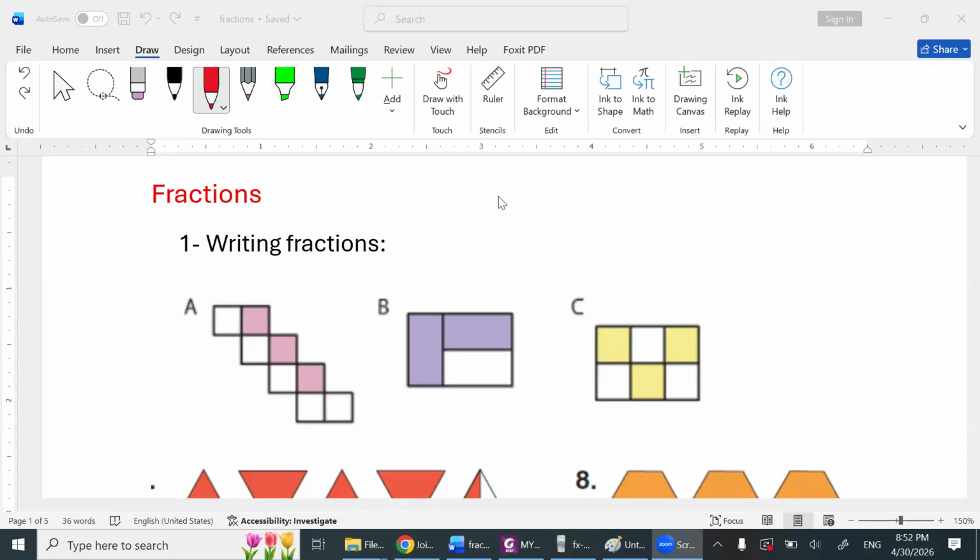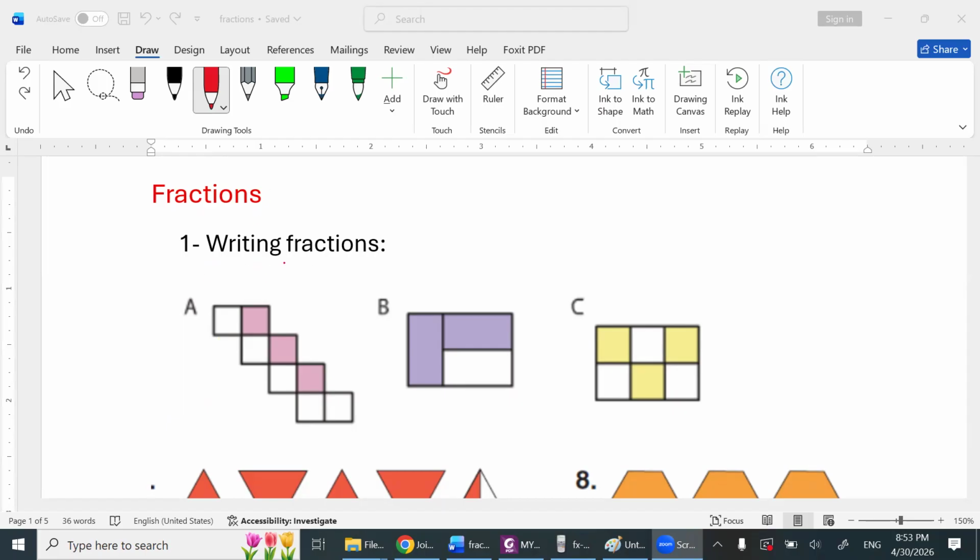Hello, my students. This is a very quick and short revision on the unit of fractions. This revision is suitable for grade 4 and 5, but some topics or outcomes are only for grade 5, like simplify.